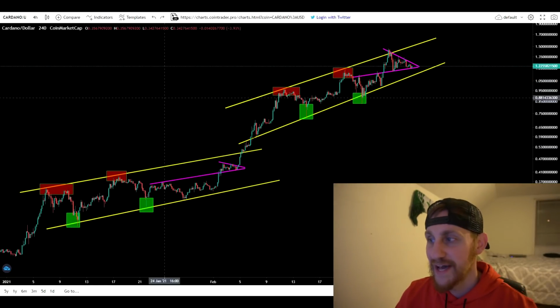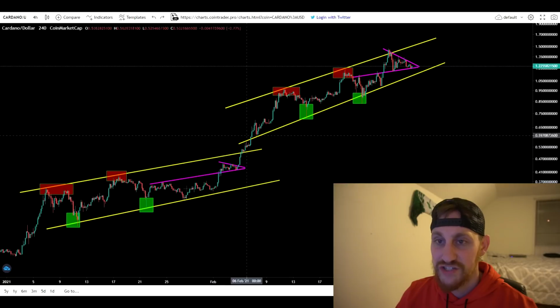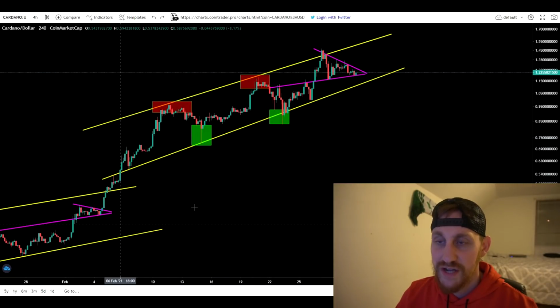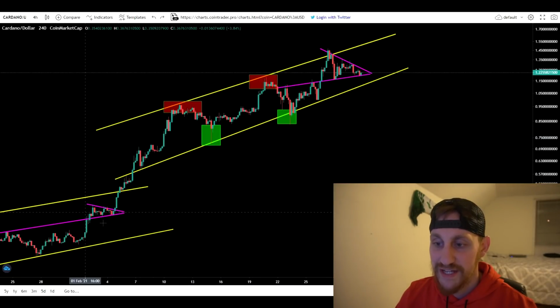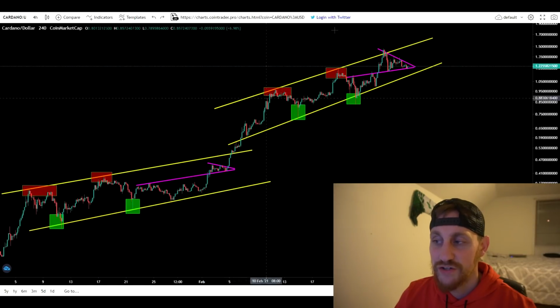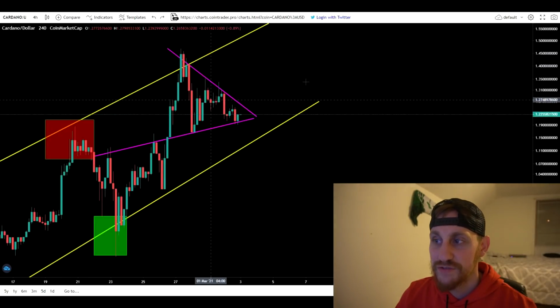We're actually forming the same pattern that eventually broke us out of our last channel. You can see down here, this one's obviously on a much smaller scale, but you can see we had a symmetrical triangle playing out down here, and that eventually pushed us back up to the upside, above our channel, and into our new rising channel. You can see exactly what we're doing now, guys.